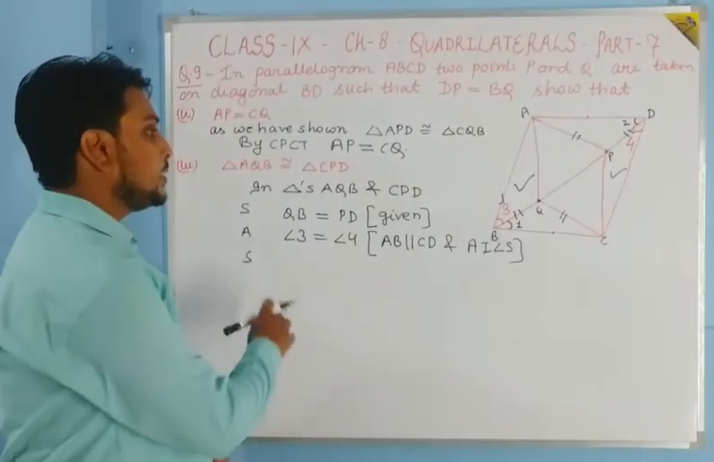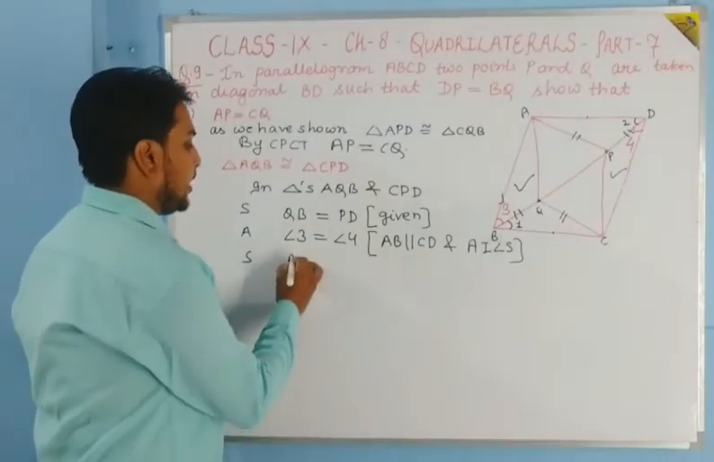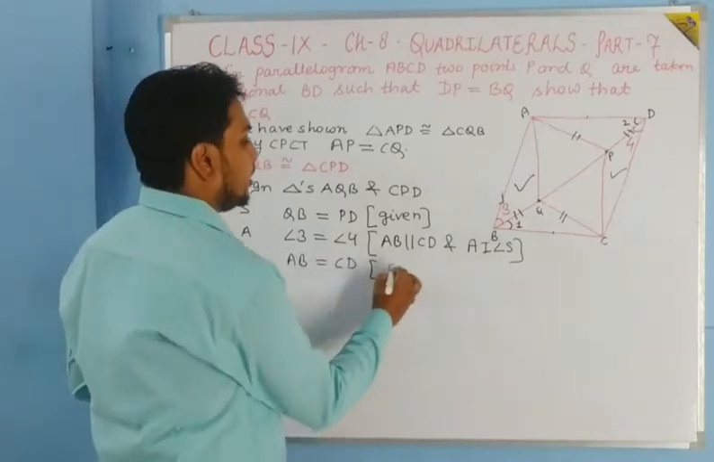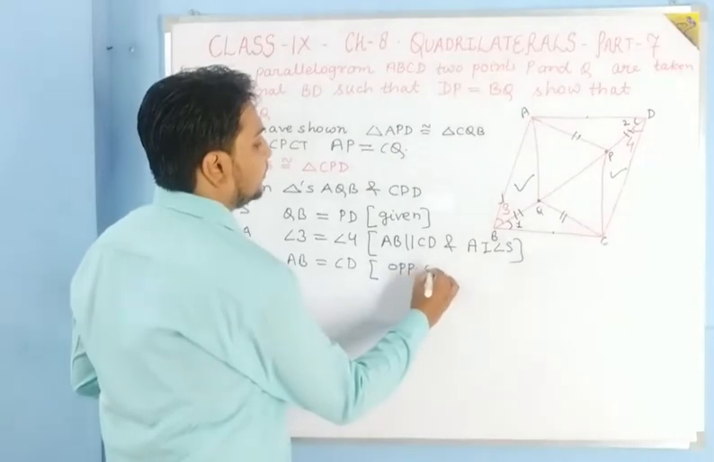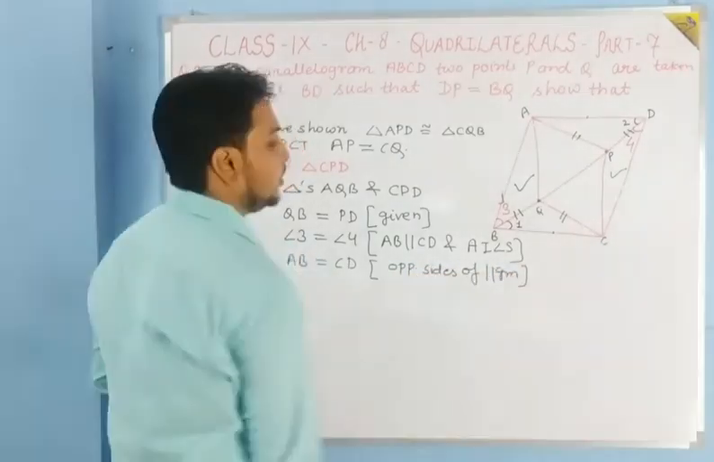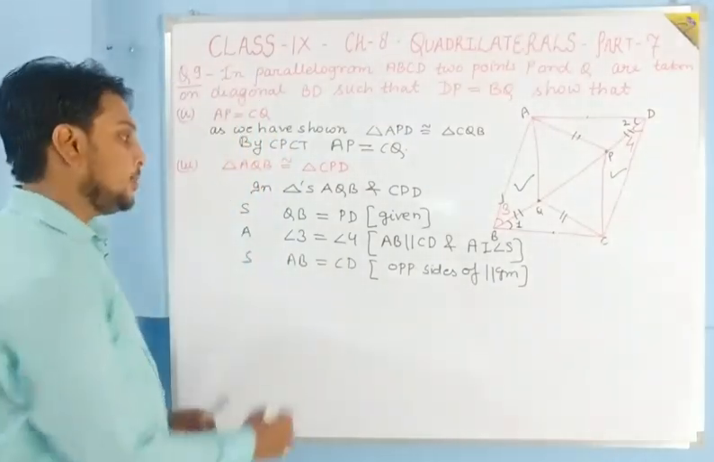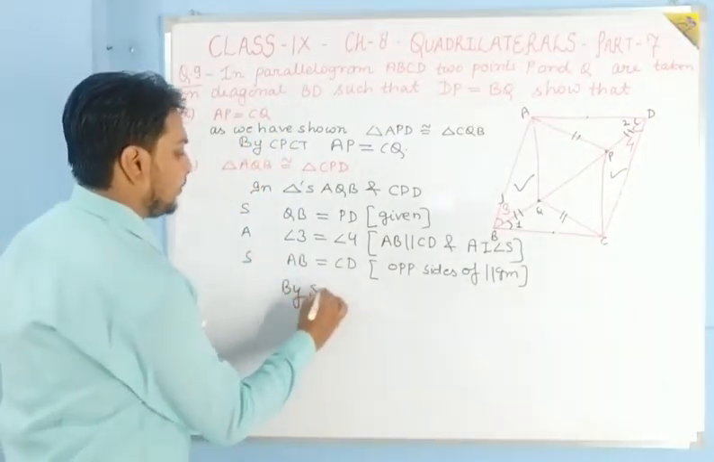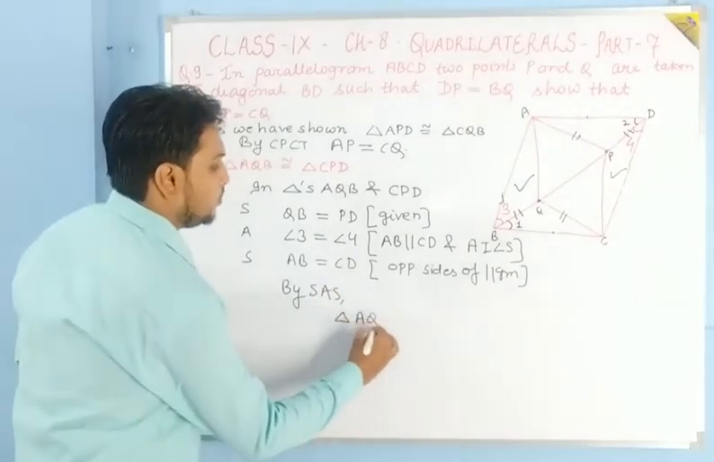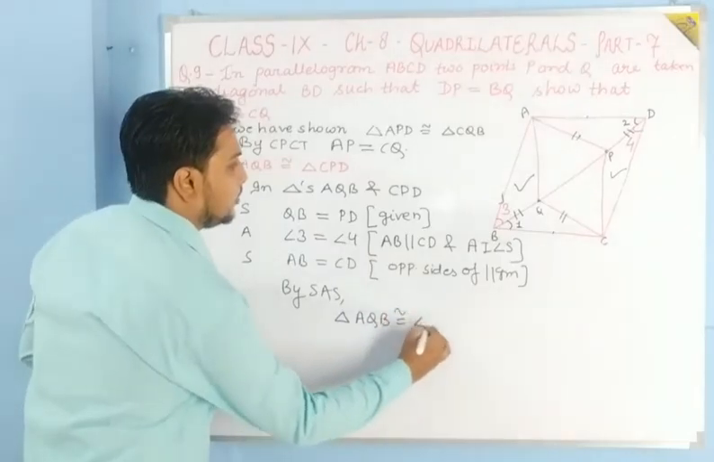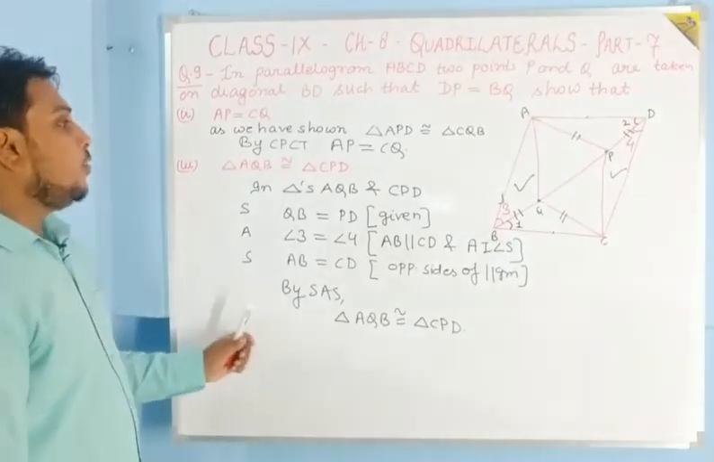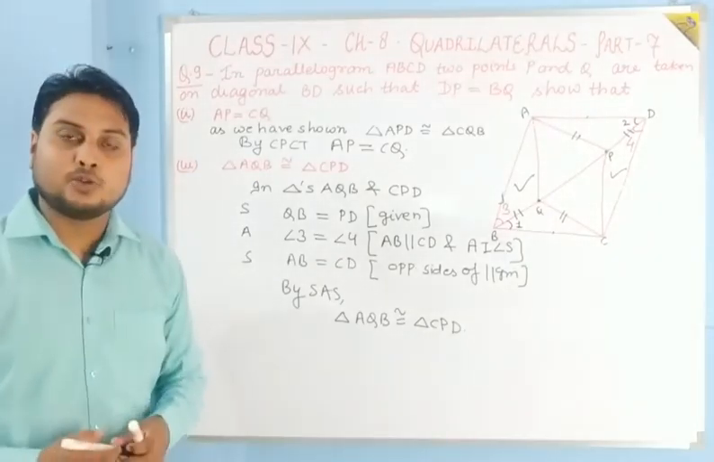And the third one is side, and we can write that the side AB is equal to the side CD, and the reason is that they are opposite sides of a parallelogram. So like this, students, by side angle side we can write that triangle AQB is congruent to triangle CPD. So this is what was to be proved in the third part of the question.